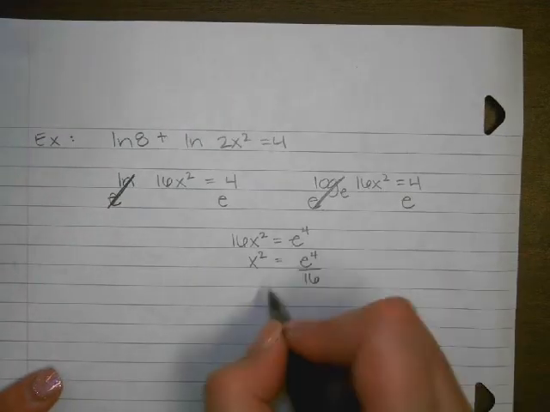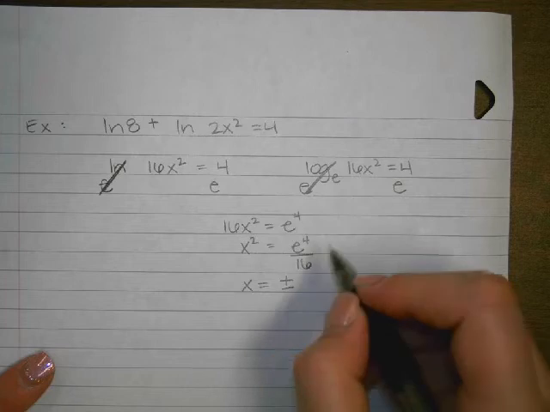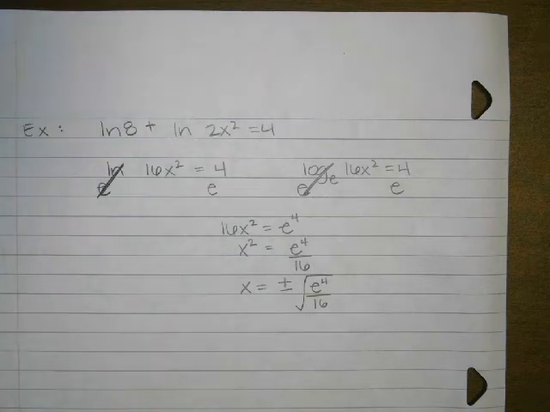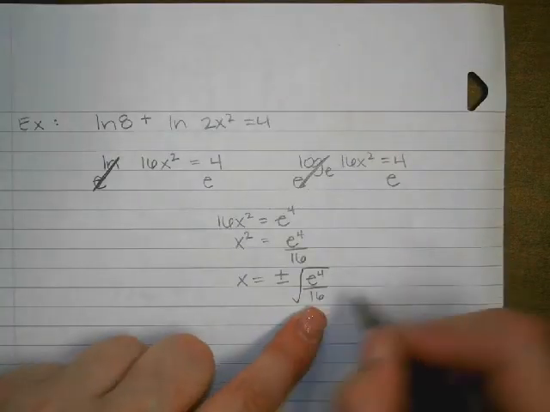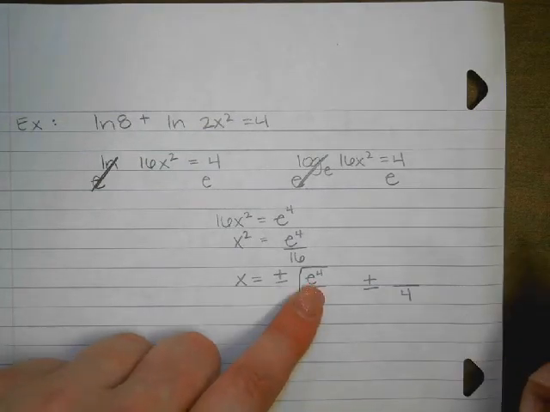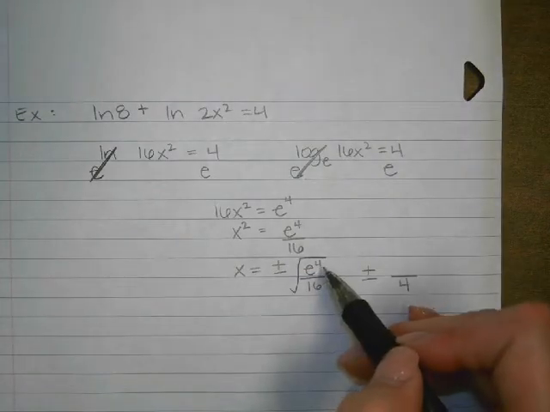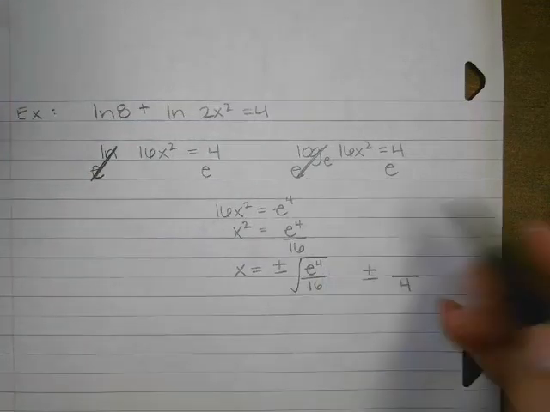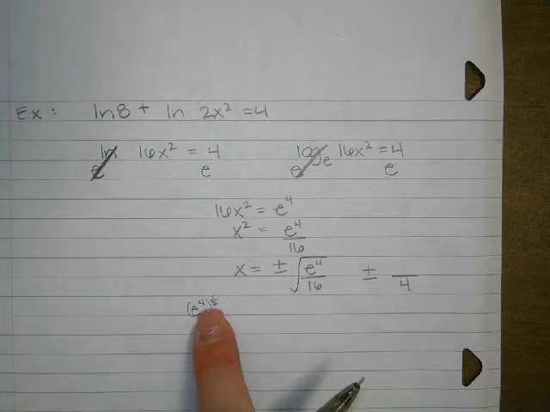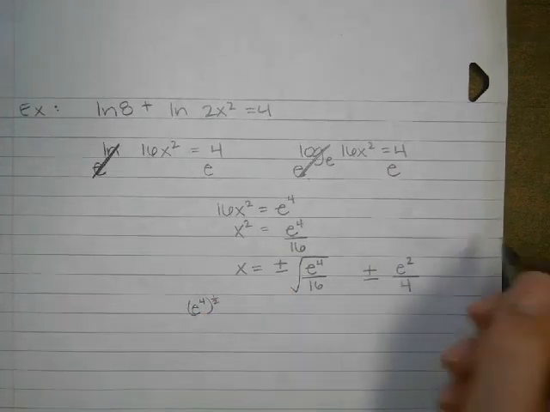And then I'll go ahead and square root each side, so I get x equals plus or minus, since I square rooted, the square root of e to the 4th over 16. So I know from this that the square root of 16 is 4. So plus or minus, I know the bottom of my fraction is going to be a 4. The e to the 4th, you can think about square rooting it, or you could think about what would happen if you had e to the 4th raised to the 1/2 power. So e to the 4th raised to the 1/2 power is the same thing as square rooting. 4 times 1/2 is 2. So that's e squared over 4.